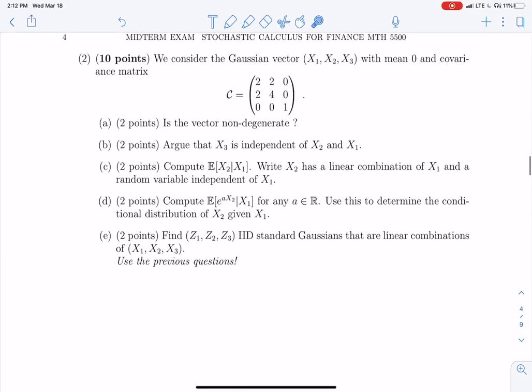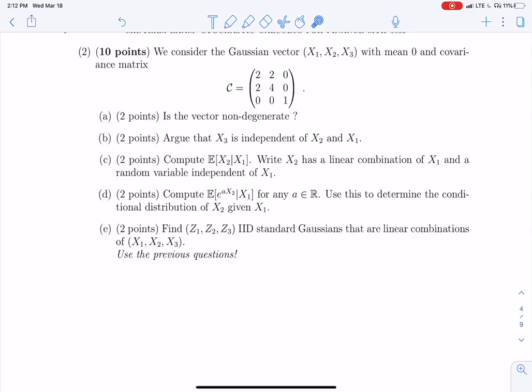All right, question number 2. I think we did similar questions. Maybe we even did that question, but I'll do it anyway. So you have a Gaussian vector, centered, with a covariance matrix. First question: is this vector non-degenerate? The answer is obviously yes, it's non-degenerate. You just calculate the determinant of C. It's not equal to 0.